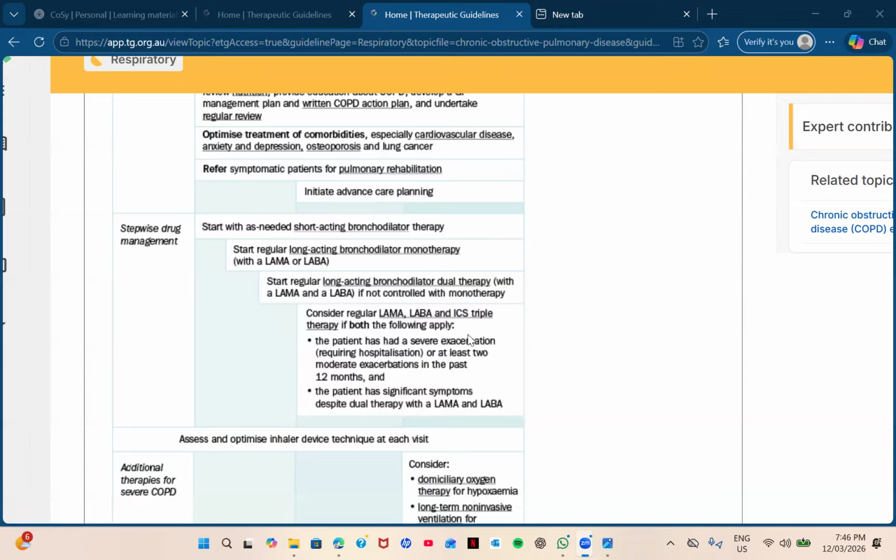Triple therapy is given if both of the following apply. Because this part has been asked in emergency as well, you should know these two things. A patient has had a severe exacerbation requiring hospitalization or at least two moderate exacerbations in the past 12 months, and the patient has significant symptoms despite dual therapy with LAMA and LABA. Then only we can add these ICS and continue as triple therapy, right?